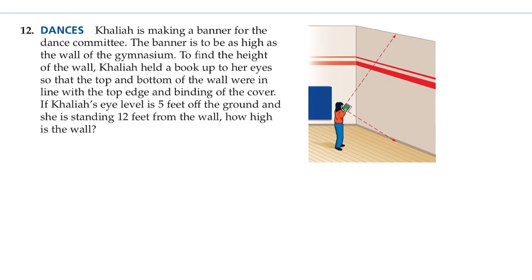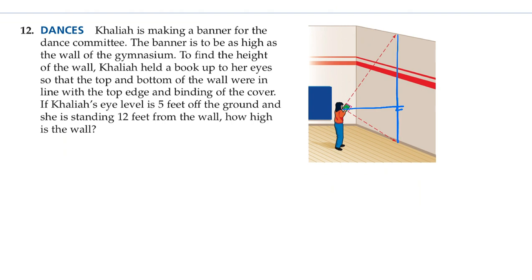Okay, now here's a real world application that you might come across. This is just using a right angle to measure the height of something you don't know. So it's saying this person's making a banner for the dance committee, and it has to be as high as the wall of the gymnasium. Whoa, that is a tall banner. Okay, so she held a book up to her eyes so that there was a right angle and lined up her eyesight all the way up to the top corner and bottom corner. And it says she is standing 12 feet from the wall. So what that means is the distance, right angle altitude, well, I should connect to these first.